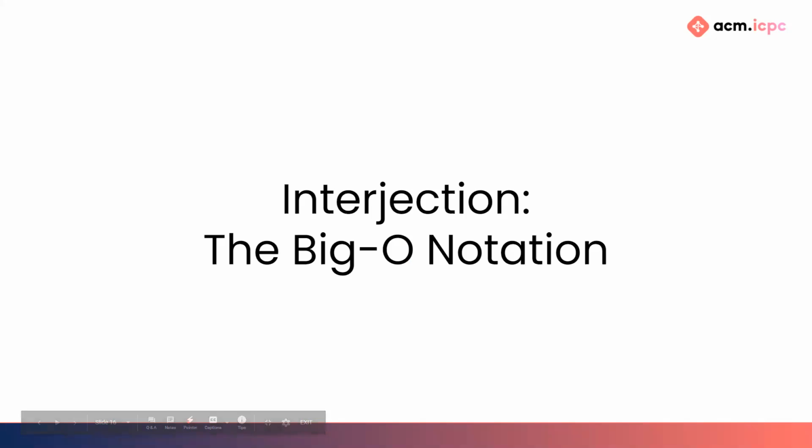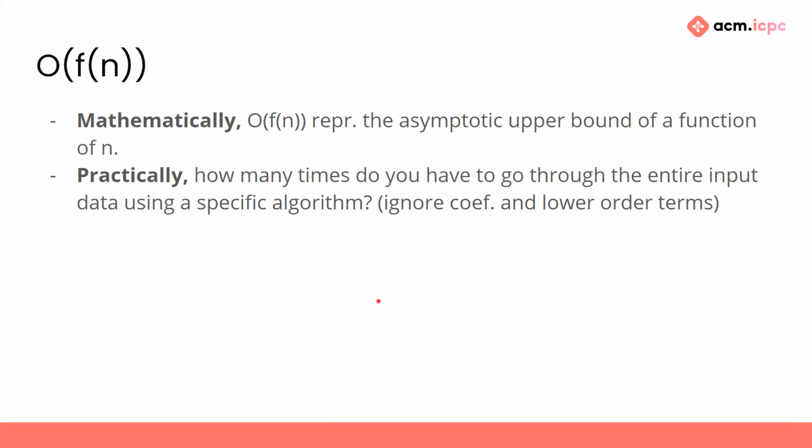And before we go on to the next example problem, I want to talk about something really important, and that is the big O notation and runtime complexity. The big O notation represents the asymptotic upper bound of a function of n, mathematically speaking. This is very abstract, so I'm gonna put it in common terms. In computer science, it means how many times you have to go through the entire set of data using a specific algorithm, ignoring the coefficients and the lower order terms. This might still not make sense to you, so I'm gonna give you some examples.